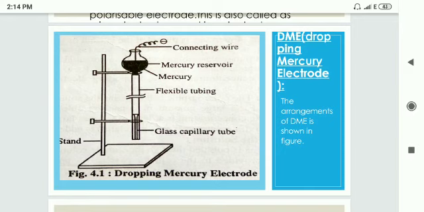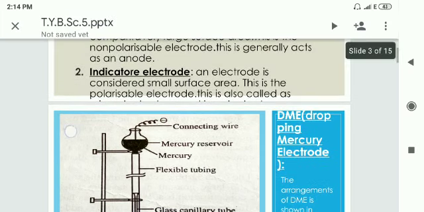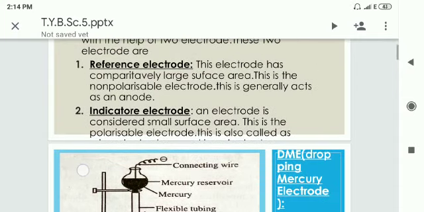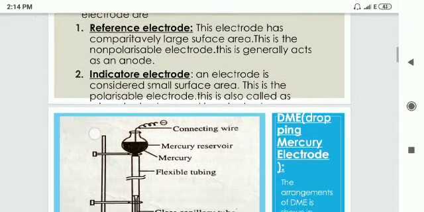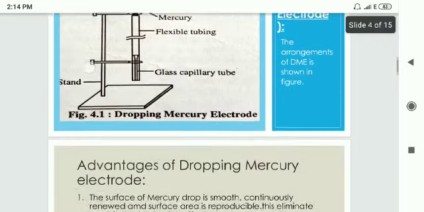It consists of a mercury reservoir in which mercury is filled. In that a connecting wire is dipped, and then below the mercury reservoir, with the help of a rubber septum, a fine capillary is attached, and that capillary is called the glass capillary tube. And here the indicator electrode acts as a negative electrode, whereas the reference electrode acts as a positive electrode.